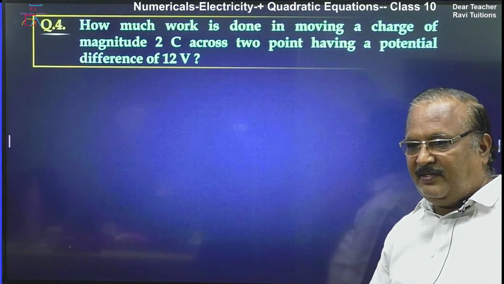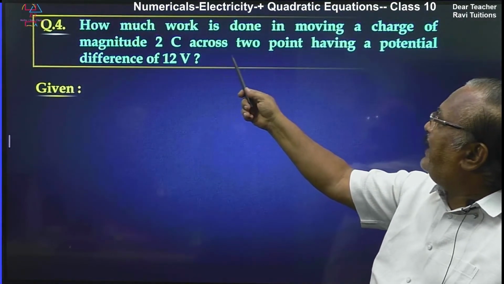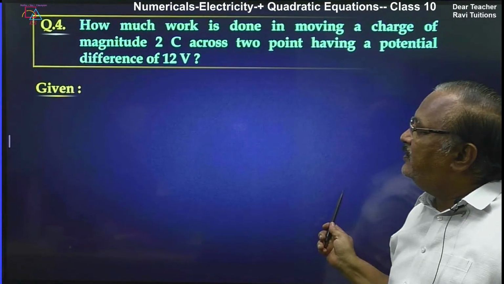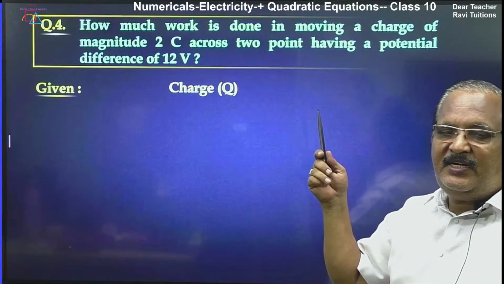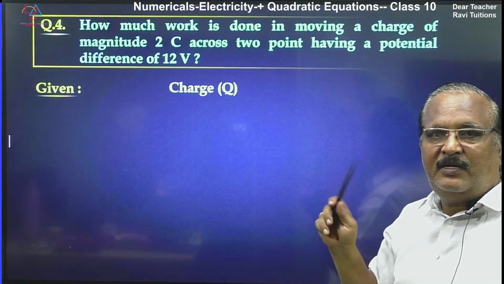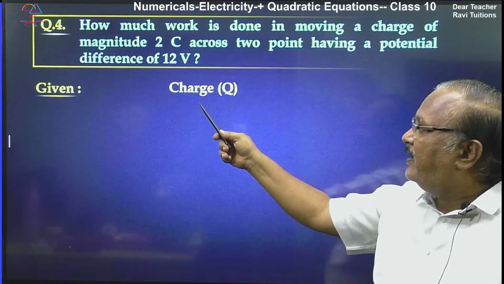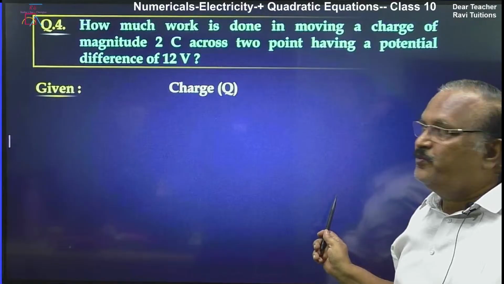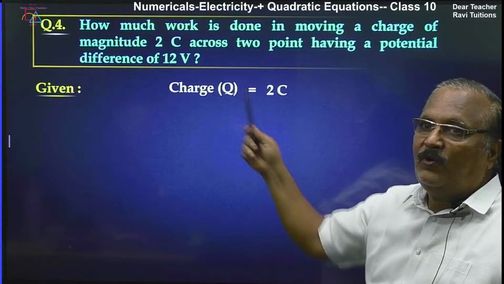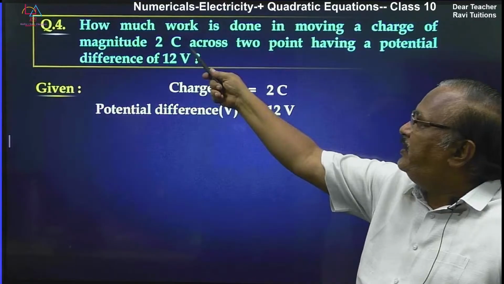Respond. So now, how much work is done in moving a charge of 2 coulombs across 2 points having the potential difference 12? No need to understand the question. If you understand, it is always good, better. Even if you are unable to understand, don't take tension. Looking at the units, write in the given: 2C, 2 coulombs, that is the charge across 2 points. 12 volts, that is nothing but potential difference is equal to 12. You can write like this by seeing the units.